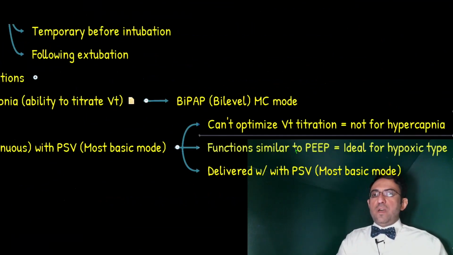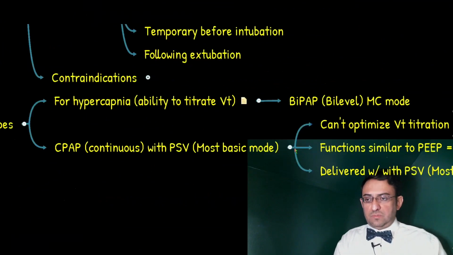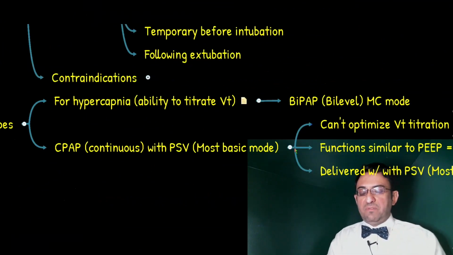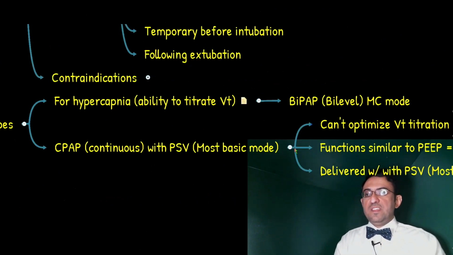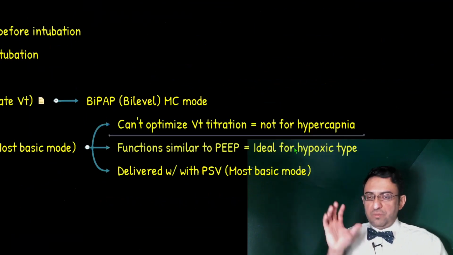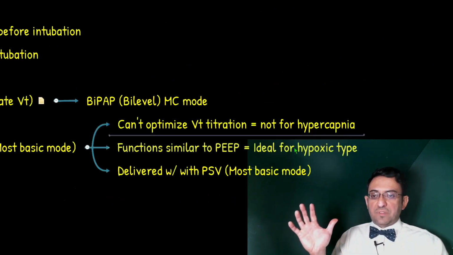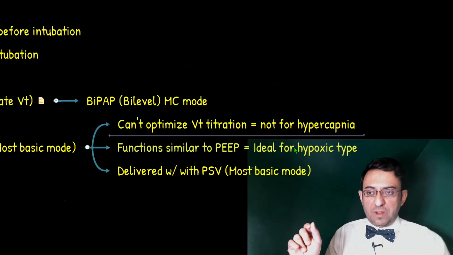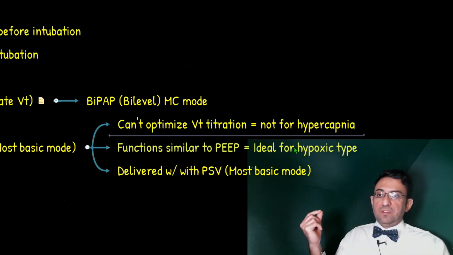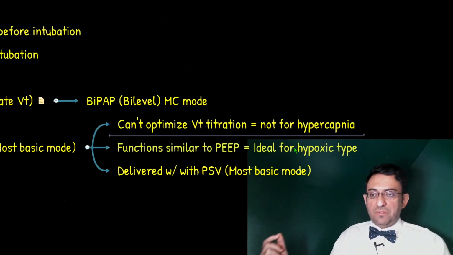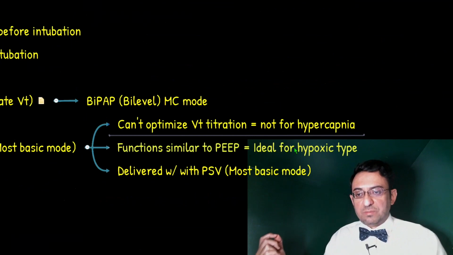Now, the other mode of positive airway pressure, that's the other mode of NIPPV, is CPAP, the continuous positive airway pressure. Just remember this, because we have continuous pressure, we have positive end-expiratory pressure that will prevent alveolar collapse, and therefore CPAP is ideal for hypoxic respiratory failure.